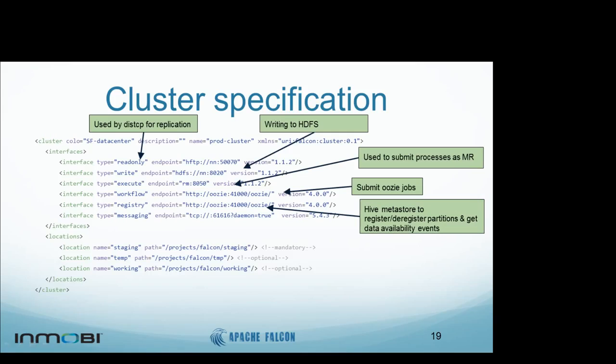Then there is a registry to register actions and data availability events. In the end, there is a messaging endpoint which is used for sending alerts of data being available or workflow jobs, and so on. And the last couple of lines are for directories which are used by Falcon internally. These are temporary working and staging directories which Falcon uses.